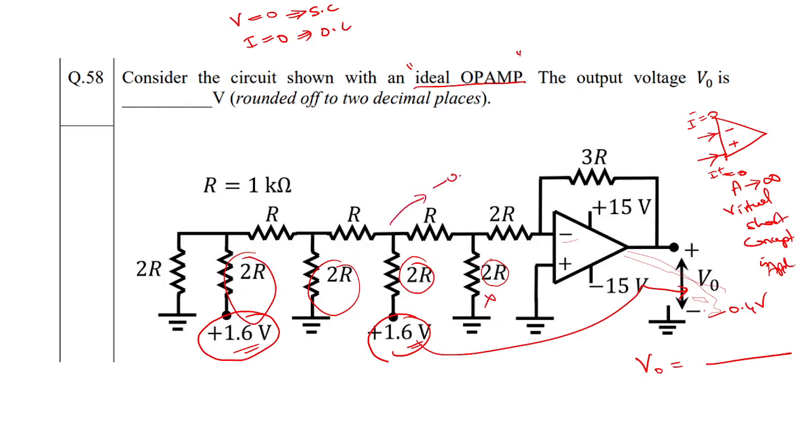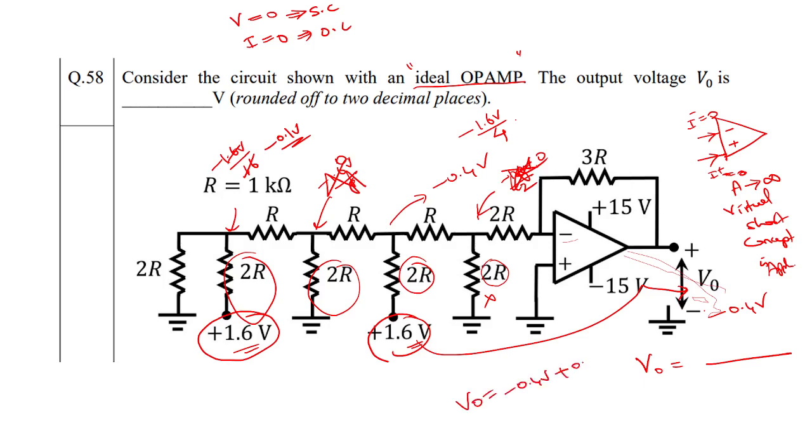Then its contribution is minus 0.4 volt because minus 1.6 volt divided by 4. This is minus 1.6 volt divided by 2, but the voltage is not there right now, it is 0. Then minus 1.6 volt divided by 8, nothing is there, so 0. Here minus 1.6 volt divided by 16, so minus 0.1 volt, right? So your V naught is minus 0.4 volt plus minus 0.1 volt, around minus 0.5 volt. That's what is given. Okay, so Bunty, are you clear with this? Yeah.